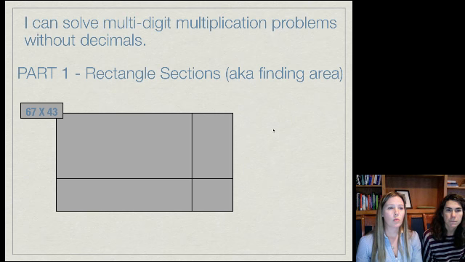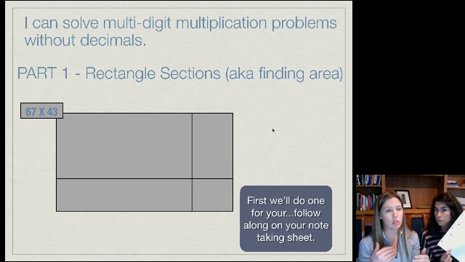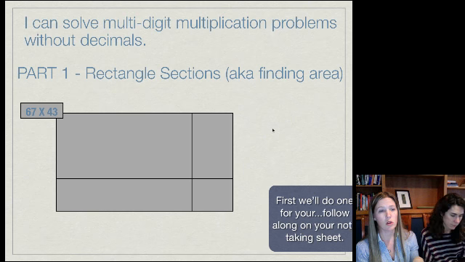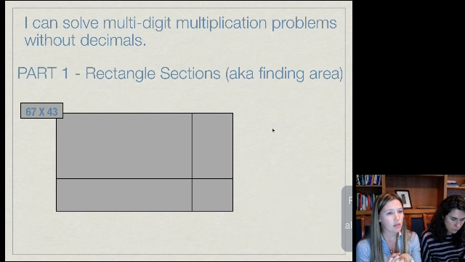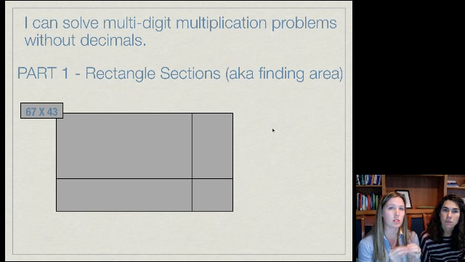So what we're going to do, and again, this should be on your note-taking sheet, so we're going to do this, but I want you to make sure you're following along with your notes. So pause if you need to. So if you look at the number 67 times 43, the first thing we're going to do is take those 2 numbers and expand them.